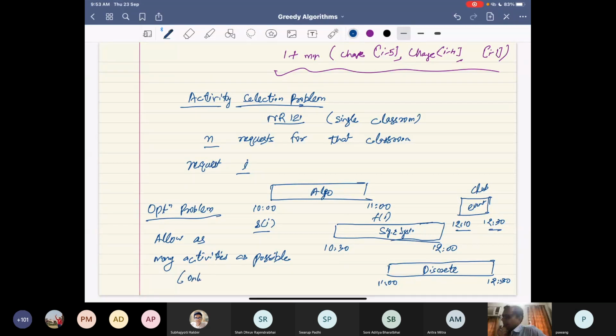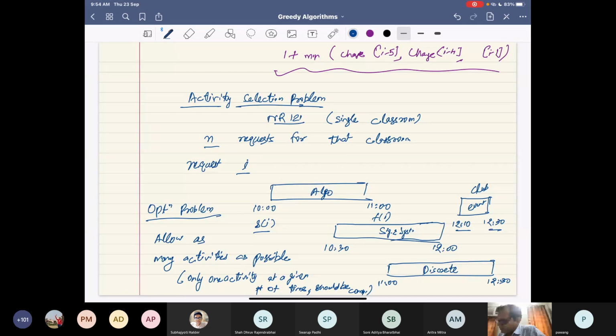You can have only one activity at a given point of time. And the activity should be completed. It's not that we run algo for half an hour, then give it to signals and systems for half an hour, then to discrete, and then at 12 give it to the club. No. You want a full 1 hour. That means one activity at a given point of time, and it should be completed.